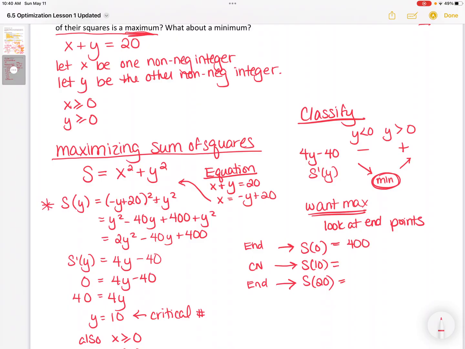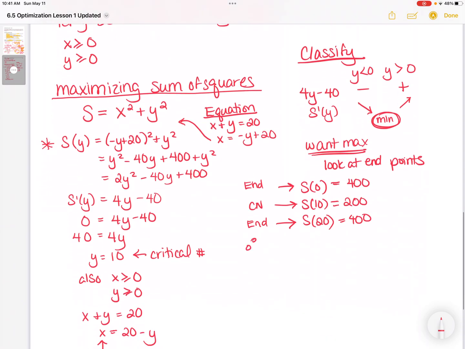So I'm going to find those values. When I plug into the sum, when y is 0, that means x is 20. So our sum of the squares would be 400. When y is 10, our sum is 200, because that would mean x is also 10. Okay, so 10 squared plus 10 squared, 200. When y is 20, we also have 400. Okay, that would mean x is 0.